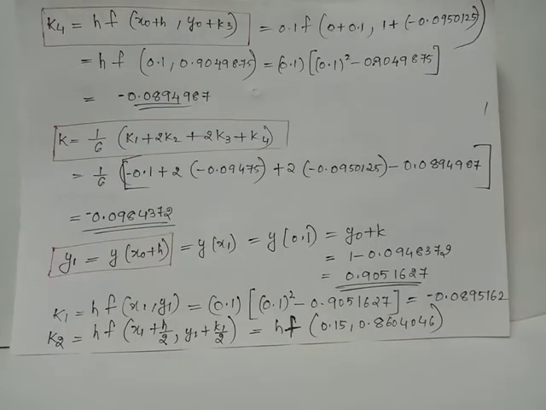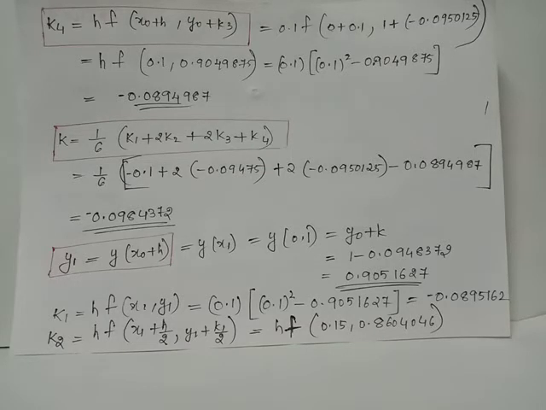0.0950125. Basic formula to evaluate k4 is k4 equals h times f of x naught plus h comma y naught plus k3, where k3 has already been evaluated now as minus 0.0950125. We have y naught equals 1, x naught equals 0 and h equals 0.1. We have to evaluate f of x,y at x equals 0.1 and y equals 0.9049875.